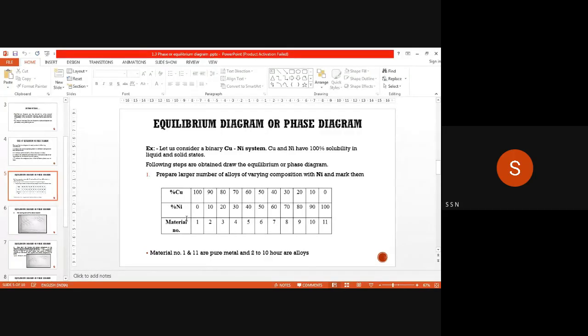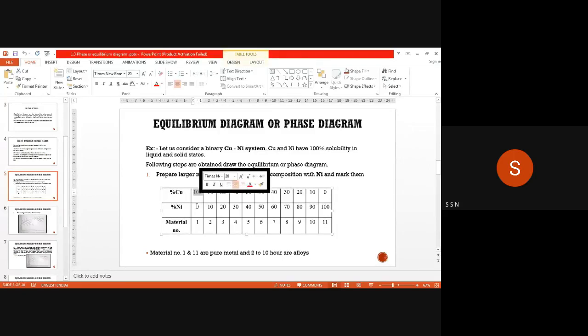For that purpose, we need some concentrations. Initially, we consider copper taken as 100%. That means pure copper is taken, no nickel is there. Secondly, 90% copper and 10% nickel. Then 80% copper, 20% nickel. Like that, a 10% reduction in copper and an increment in nickel, and ultimately at the final 11th reading or 11th material.